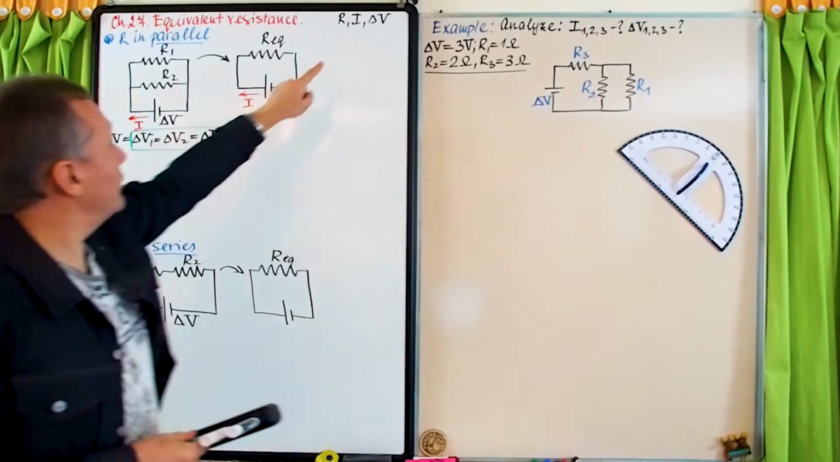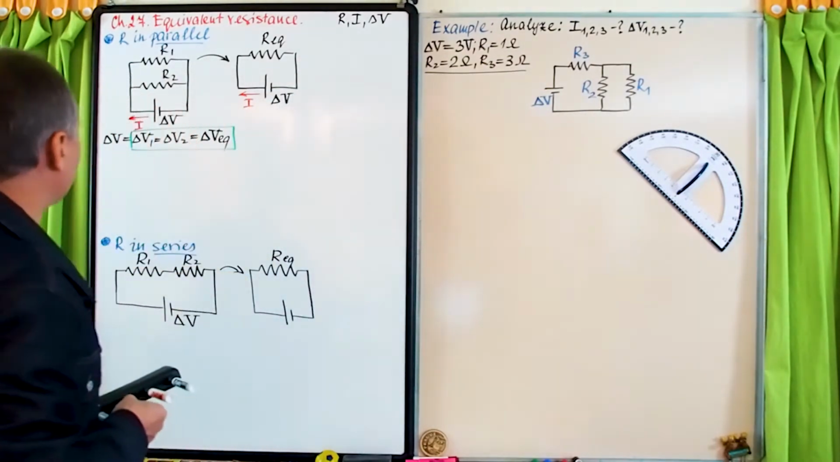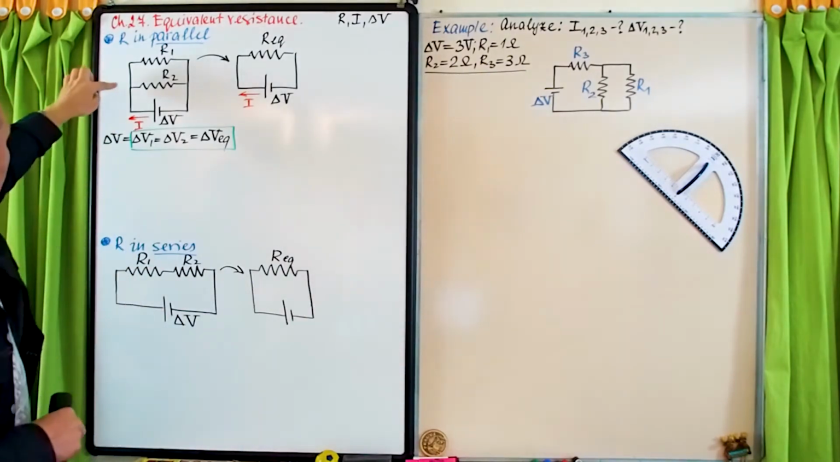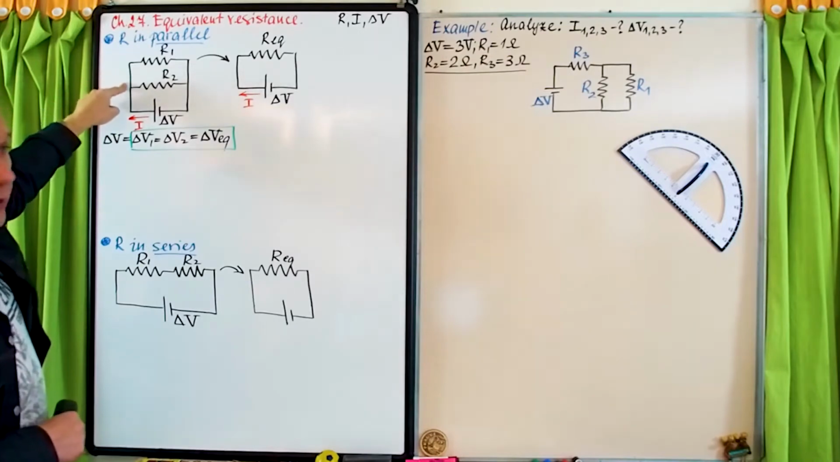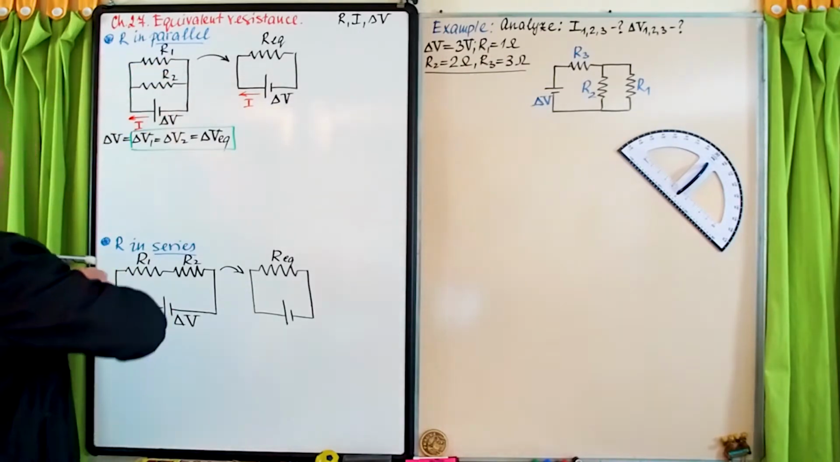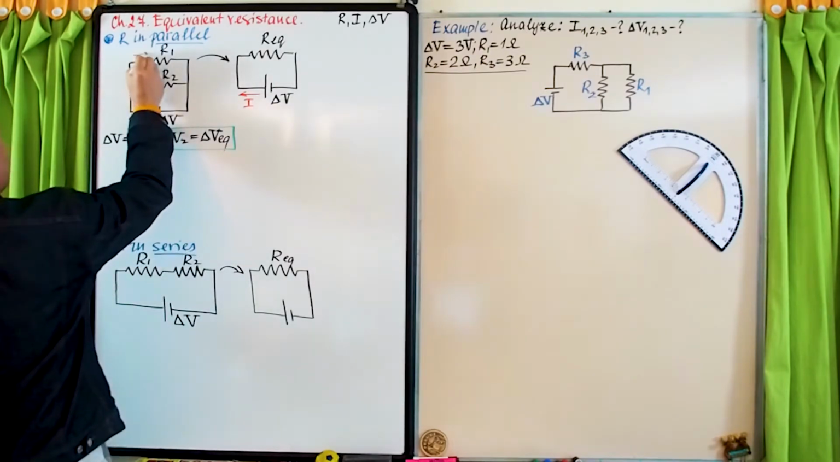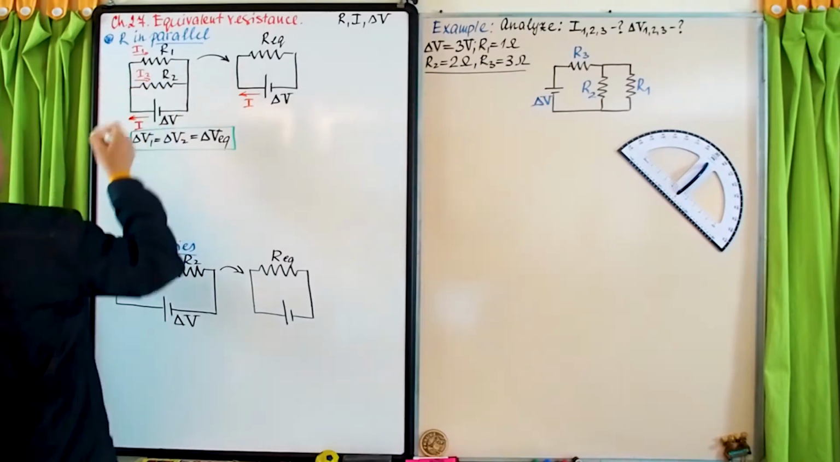Now, okay, so we use delta V. R will be at the end. So now we just need to look at the current. And current, obviously, we have a junction point. So current I leaves the battery. Then there's a junction point. So of course this current will be split. I1 will go through this resistor, and I2 will go through that resistor.